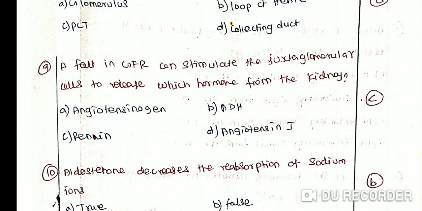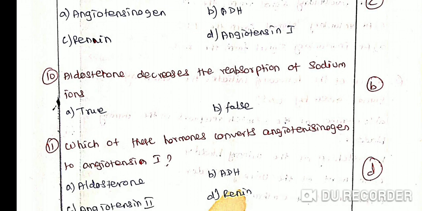Next question: aldosterone decreases the reabsorption of sodium ions. True or false? Option A, true. Option B, false. The correct answer is option B, false.